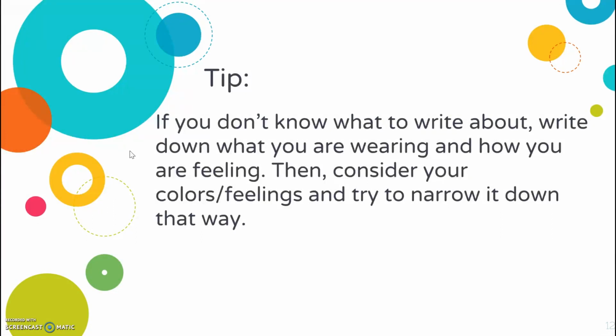We went over that the other day in class. So start with writing down what you're wearing, like the color of your shoes, the color of your shirt, pants, things like that, and how you're feeling. So if you're happy, excited, anxious, sad, nervous, anything. And then consider the colors and feelings and try to narrow it down that way. Try to think about things that you can compare different colors or feelings to. That'll help you narrow it down a little bit.